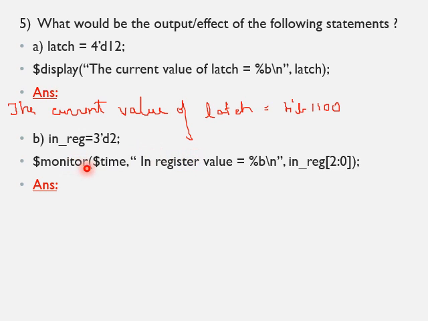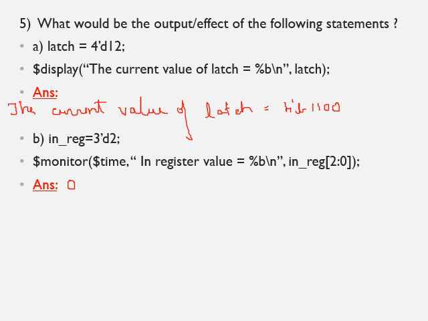So here, the monitor task, what we do is $time. We want to display the system time here, and the string to be displayed is in register value equal to %b. This in register value is represented as a vector 2 down to 0. So the 3-bit vector you should be inserting here. The output of this program will be, initially the system time will be 0.